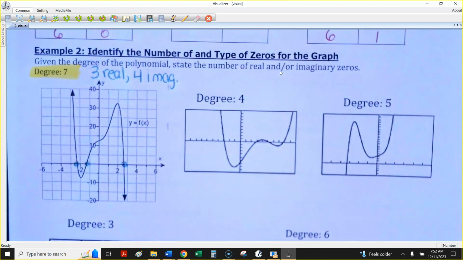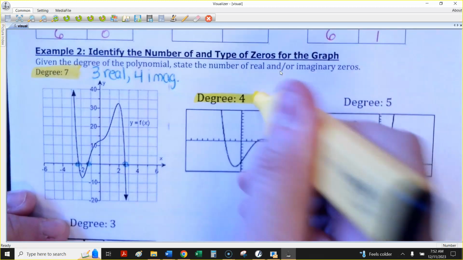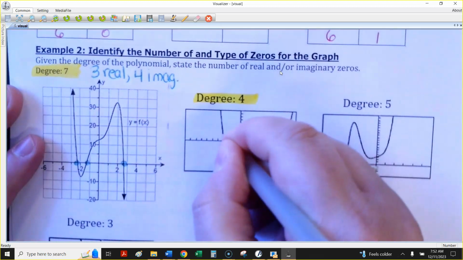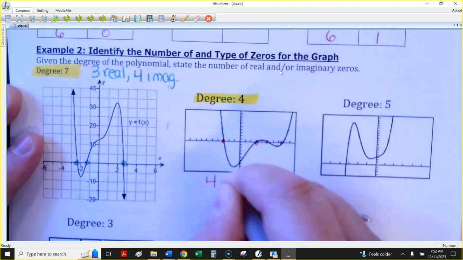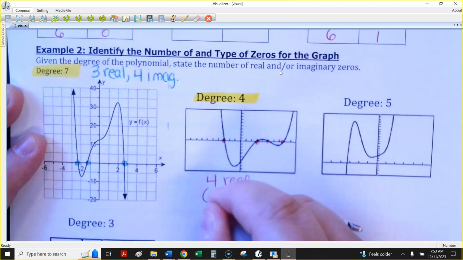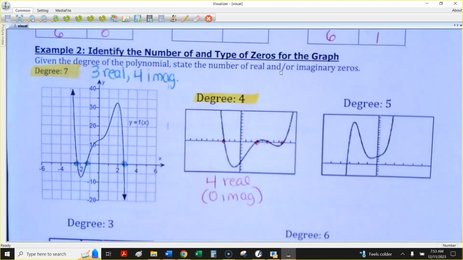All right, if this guy in the middle here is a 4th degree, how many real zeros can you see on the graph? A couple of them are close together, but I've got 1, 2, 3, 4. So this is 4 real. All 4 of them are taken care of then on the graph, so this would be 0 imaginary. You don't have to write that, but I'm just kind of keeping that in mind.